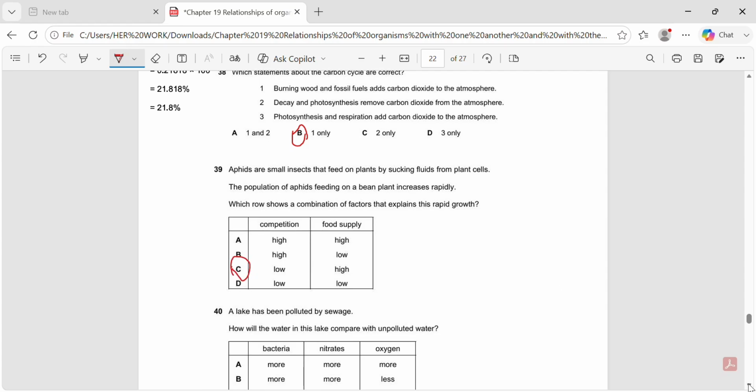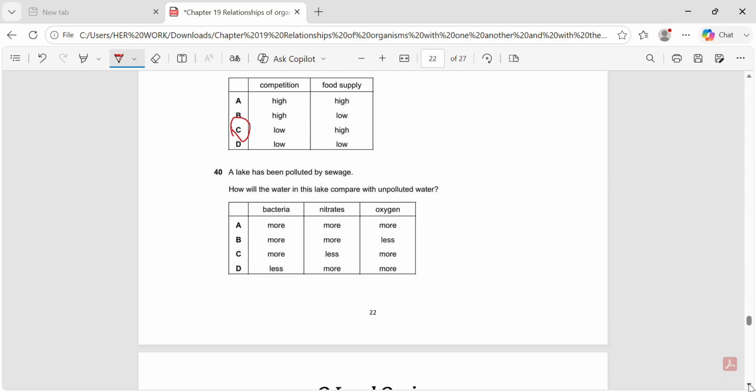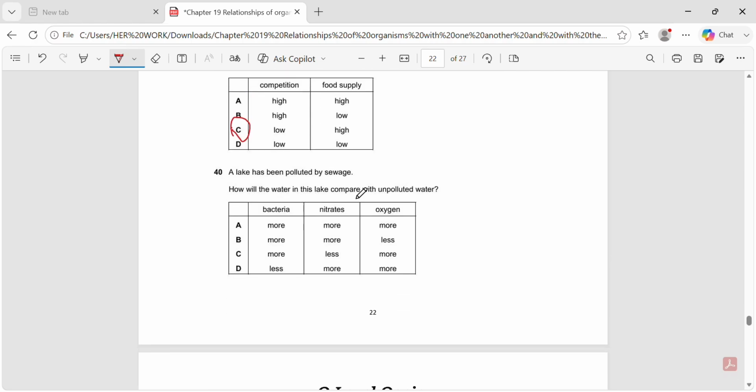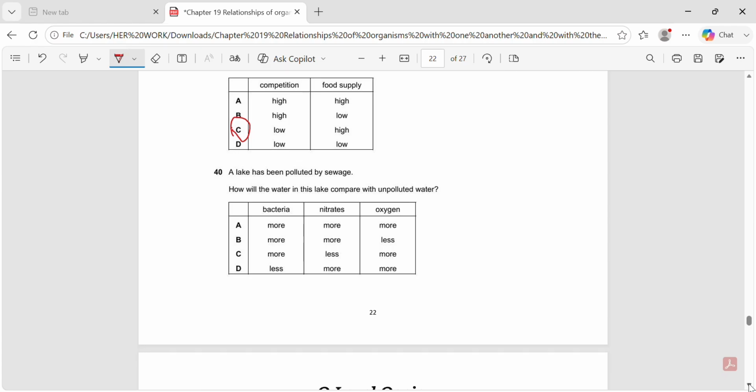The final question asks, a lake has been polluted by sewage. How will the water in this lake compare with unpolluted water? When sewage enters a lake, it increases the amount of nutrients available, encouraging the growth of bacteria and raising nitrate levels. As the bacteria decompose organic matter, they use dissolved oxygen during respiration, causing oxygen levels in the water to decrease. So, B is the correct answer because there will be more bacteria, more nitrates, and less oxygen.